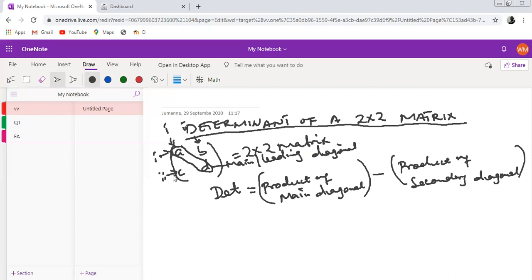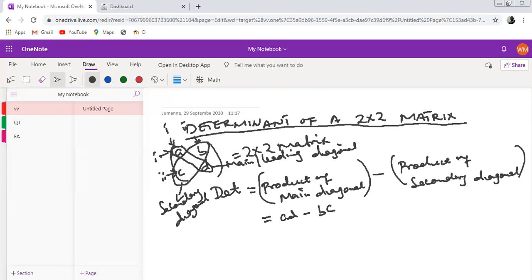The other diagonal, running from top right to bottom left, this diagonal here, is normally the secondary or second diagonal. So when we say the determinant is given by the product of the main diagonal minus the product of the second diagonal, in this case the main diagonal being the elements A and D, it is going to be AD minus the product of the secondary diagonal, which is BC. The product simply means we multiply the two elements of the main diagonal, then we subtract the product of the other diagonal.